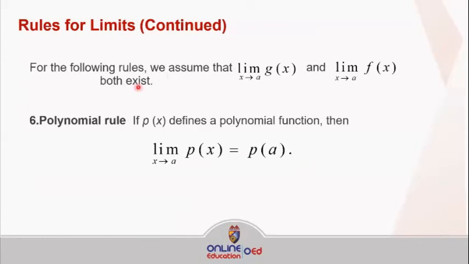For our next example, next rule. For the polynomial rule, if p of x defines a polynomial function, then the limit of p of x is equal to p of a, where x is approaching a.